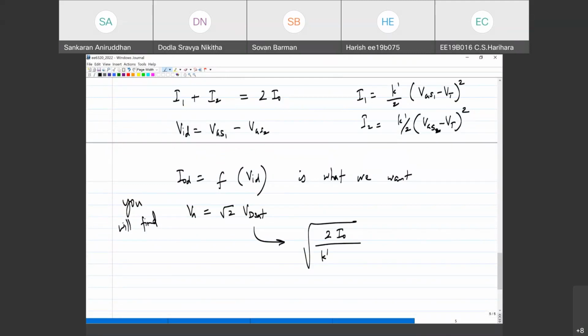So if you apply this, the mixer will switch properly. If you don't apply even this much, the mixer will not switch properly. So there is some lost current in the mixer. That's the point.